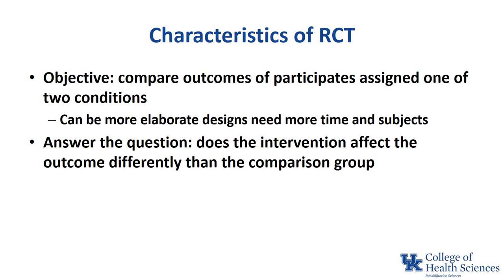So characteristics of RCTs is that you're going to compare outcomes of participants assigned into one of two conditions. You can have more than two conditions. You can have 3, 4, multiple cohorts or multiple groups, but you just have to be really careful that you have enough numbers of subjects and enough support to manage all these different groups. But the goal here is to answer the question: does the intervention affect the outcome differently in one group compared to the other group, whether it's a standard of care group or a relative control or placebo group? Is the intervention more effective?